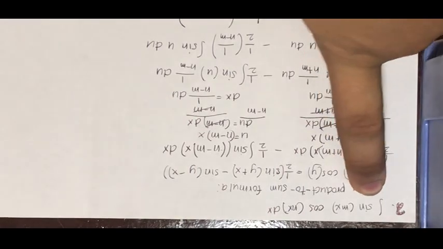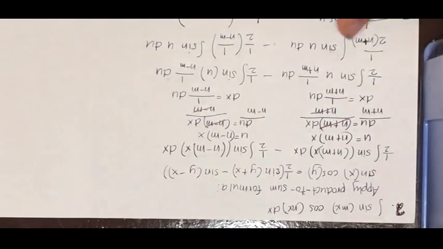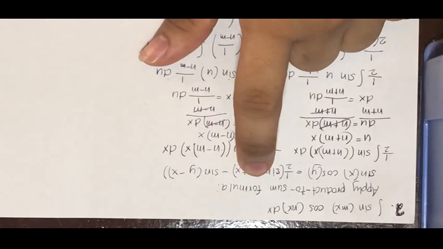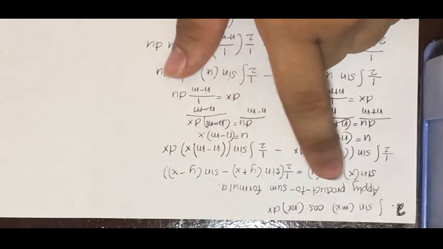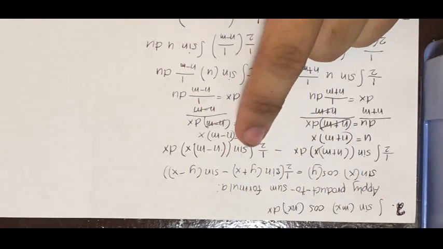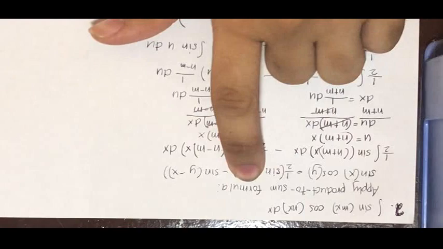So in this case, we are given the integral of sine mx cos nx dx. In this case, it's actually easier for us if we apply the product to sum formula. Because if we designate u equal to mx, then it would take a lot of processes for us to get to the final answer, wherein in this process, it's easier.